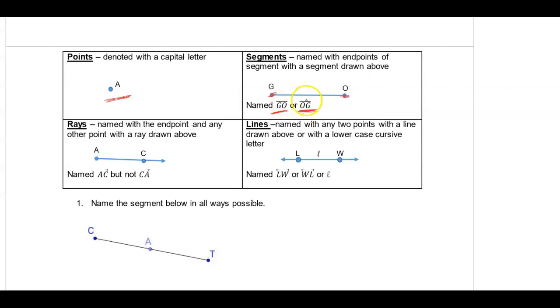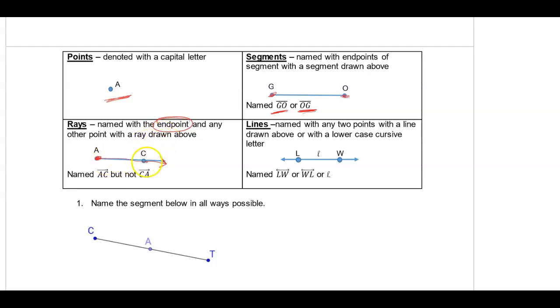Notice how there's little segment markings above those letters. A ray is different than a segment. A ray has a starting point and it goes on forever in one direction. That starting point is called an endpoint. You need to know that when you explain some of this to me.